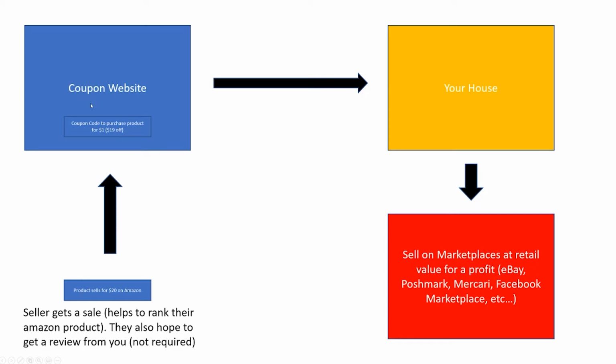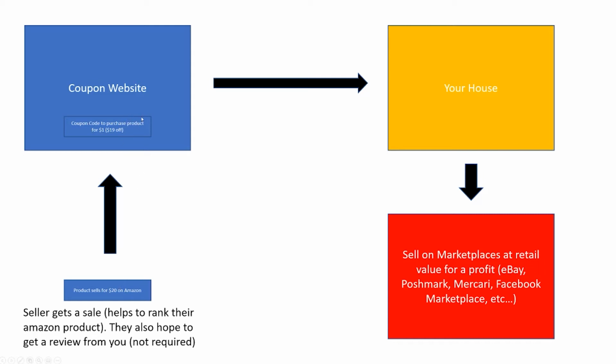And basically what happens here is an Amazon seller is going to list their products on these coupon websites. And you might be thinking, why are they going to list their products there? What's the point of listing their products at a massive discount, right? Well, they get a sale, which obviously you're going to buy, right? So they get the sale on Amazon, which helps rank their Amazon product. And they obviously also hope to get a review from you, but that's not required. I rarely ever give a review on a coupon product unless I'm blown away by it or it's something really, really cool, right?